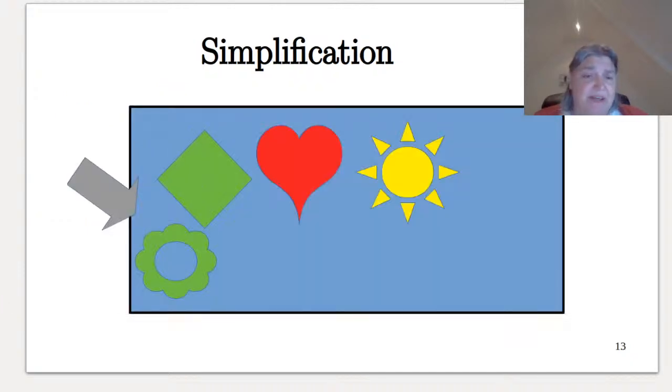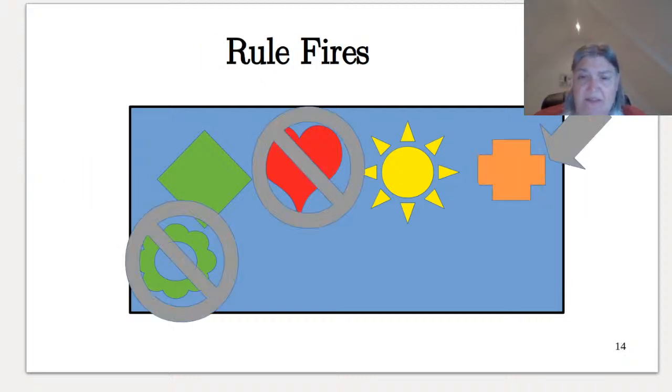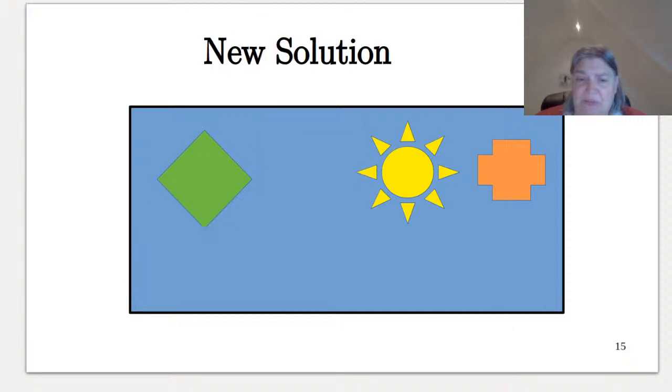So here's our simplification rule firing. From Prolog, we will add the flower, and then the rule will fire. And that will remove the flower and the heart, and we'll add the cross.